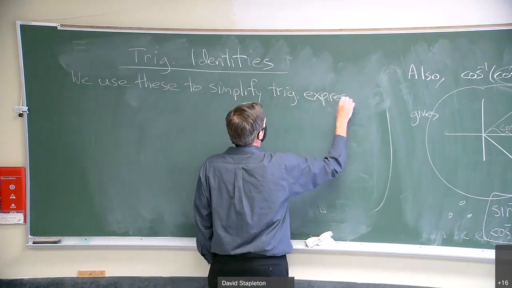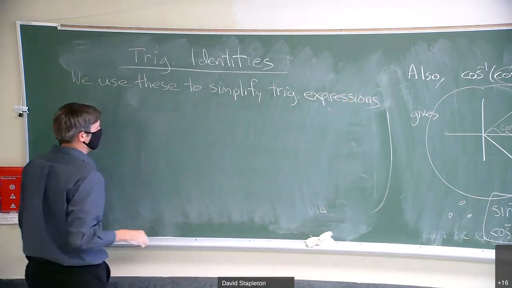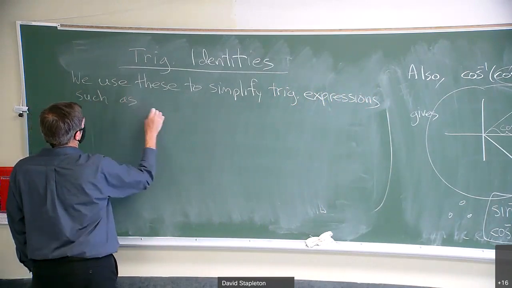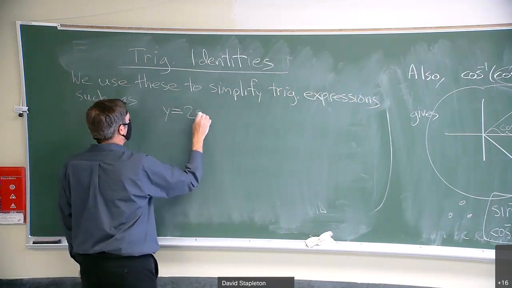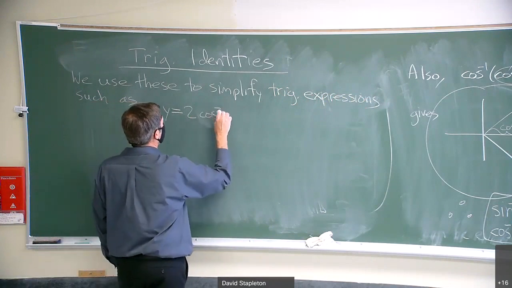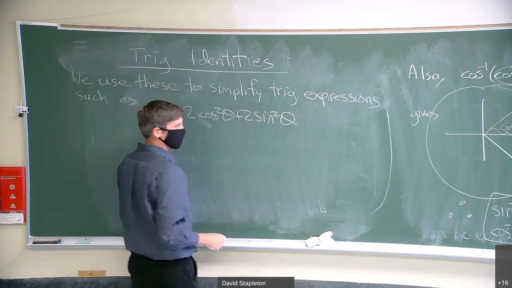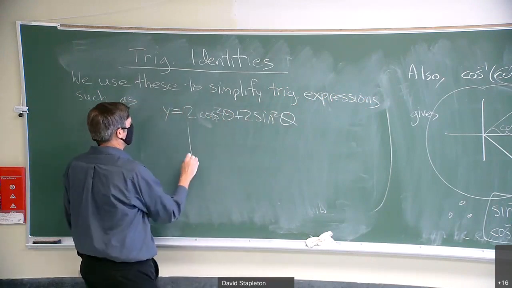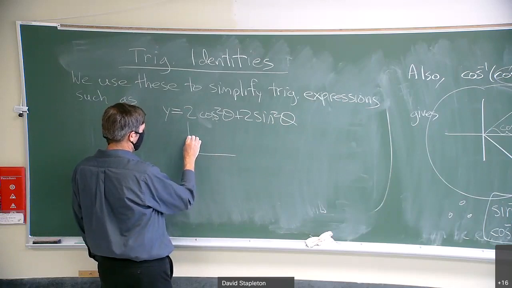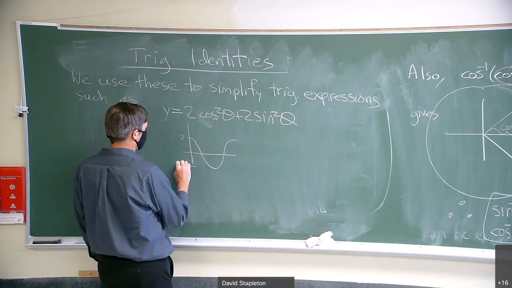This is really useful in a lot of the sciences. It's very common that you come out at the end of an experiment and say the output is this: y equals 2 cosine squared theta plus 2 sine squared theta. I wonder what the graph of that wave looks like. It's pretty complicated, right? After all, 2 cosine theta looks kind of like this, going up and down between plus and minus 2.